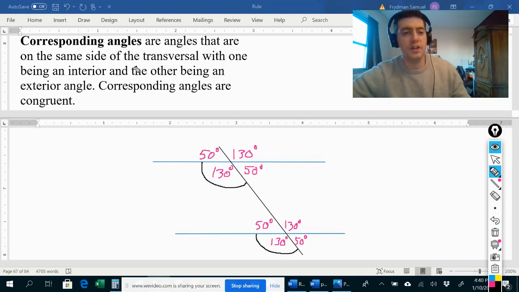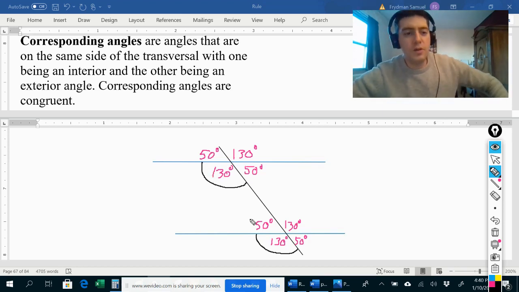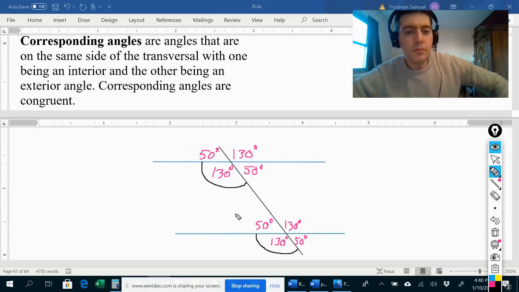Okay, so this angle and this angle are corresponding angles. Why? If we follow the definition, corresponding angles are angles that are on the same side of the transversal. So here's the transversal. Remember, it's that line that cuts across or intersects with the two parallel lines. And these two angles here are on the same side of that transversal, with one of them being an interior angle. So this one over here is an interior angle. It's inside the parallel lines. And the other one being an exterior angle. This angle over here is an exterior angle because it's outside of the parallel lines.